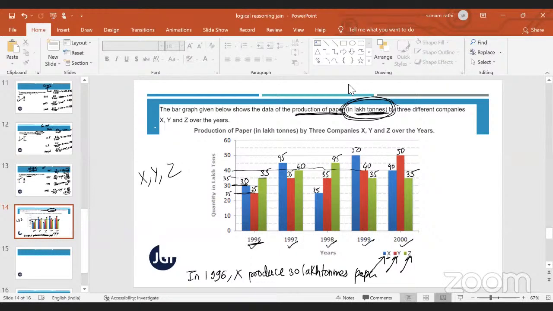Now see one very interesting thing: the same data can be given to you in the form of a table also. This data is given to you in the form of bars. This is called a bar graph. The same data I can give you in terms of a table. Let's see how I can make this same graph into a table.